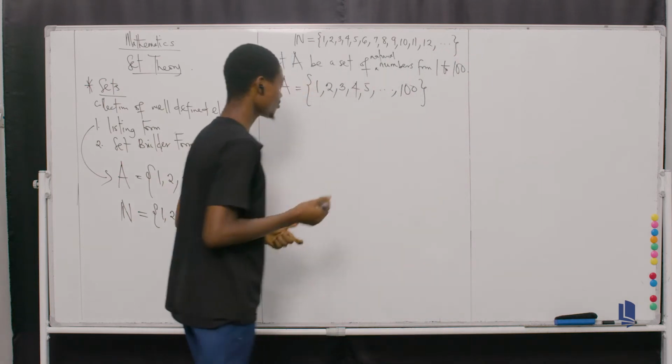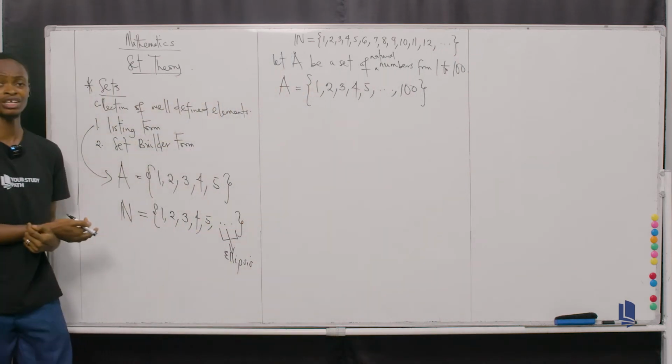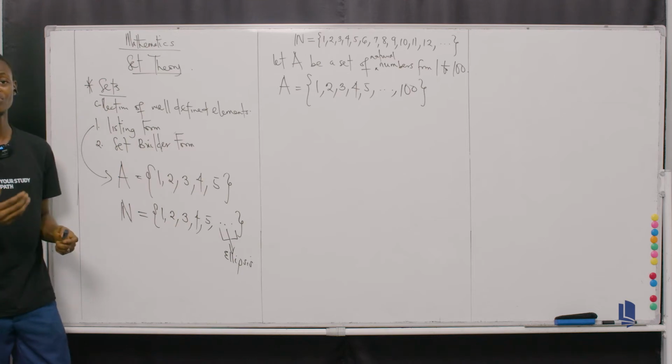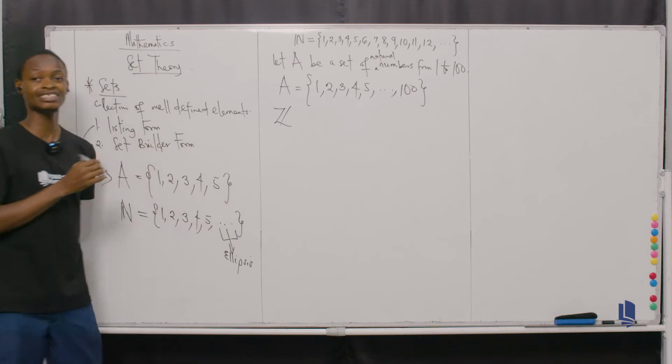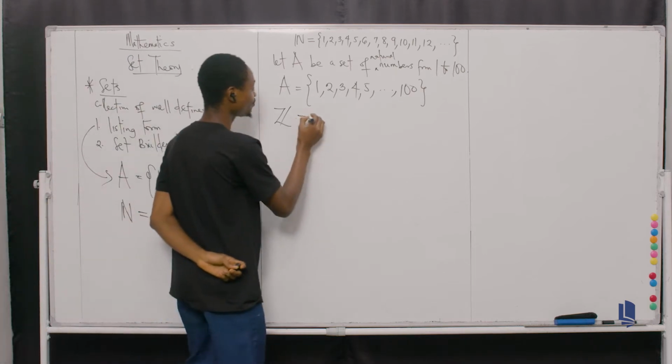So, of course, this is a set of natural numbers. Let's take time to also define one more important set that we can write as a listing form, and that is the set of integers.